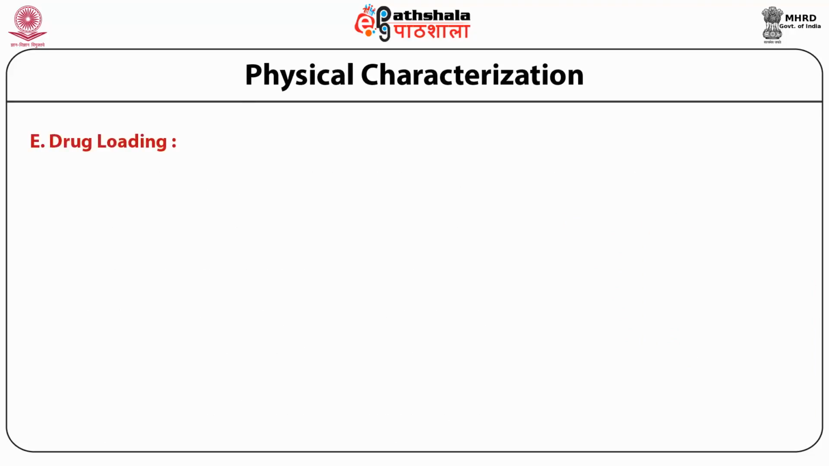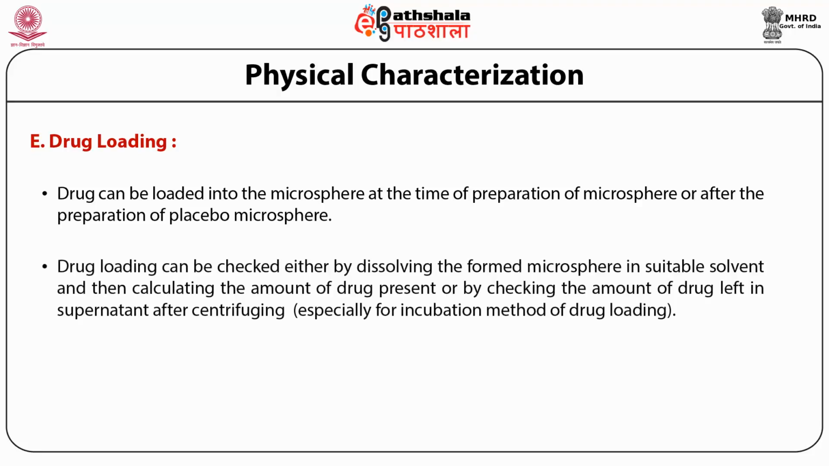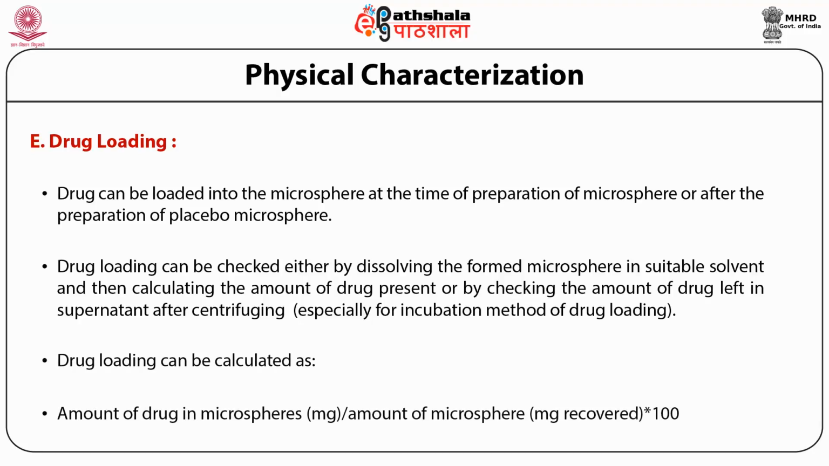The other parameter is drug loading. The drug can be loaded into the microsphere at the time of preparation of the microsphere or after the preparation of placebo microspheres. Drug loading can be checked either by dissolving the formed microsphere in a suitable solvent and then calculating the amount of drug present, or by checking the amount of drug left in the supernatant after centrifugation, especially for the incubation method of drug loading. Drug loading can be calculated as the amount of drug in microsphere divided by the amount of microsphere, multiplied by 100. The unit may be milligram or microgram.